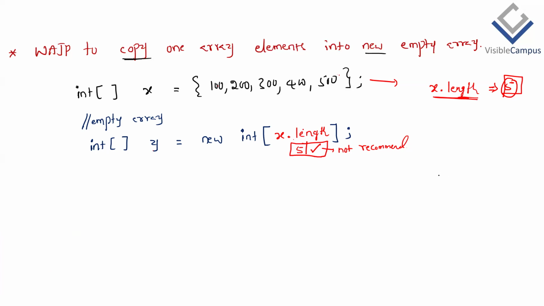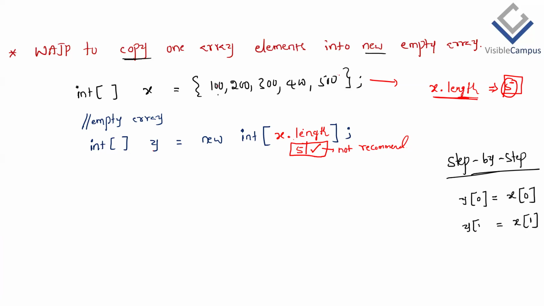Then what are we supposed to do? We have to copy the array elements into this empty array. So how do we get this 100? x of what index value? 0. That has to be copied to which index position of the y array? y of 0 only. Correct or not? Then x of 1 has to be copied to y of 1 only. Similarly, x of 4 will be copied to y of 4 only. Correct or not? This is the meaning of copying the elements of one array to an empty array.